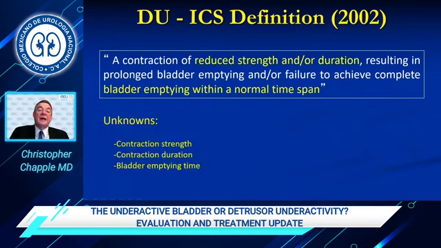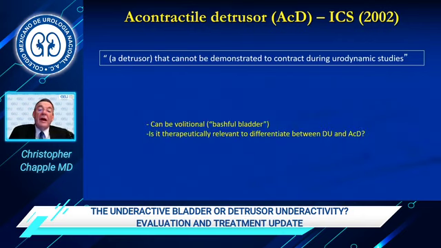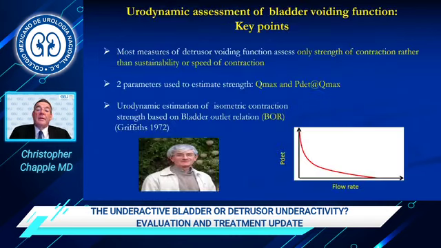But of course, in this case, we don't know what the contraction strength, the contraction duration, and the bladder emptying time are. There's no doubt about this patient. You can see there's absolutely no detrusor contraction, a so-called acontractile bladder. But this patient could have bashful voiding, volitional inhibition. And is it therapeutically relevant to differentiate between detrusor underactivity and acontractile bladders where there's no contraction at all?